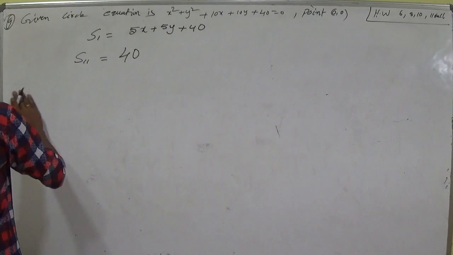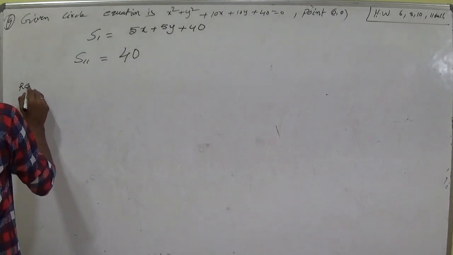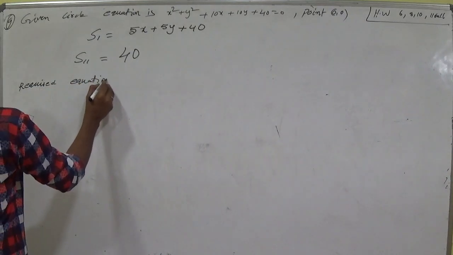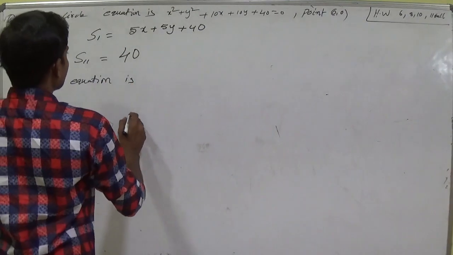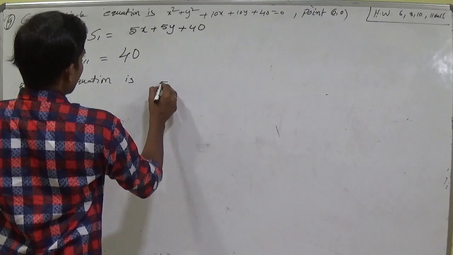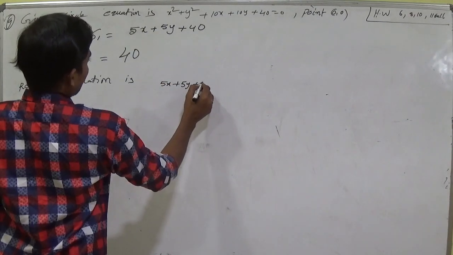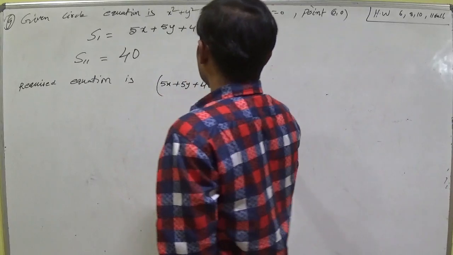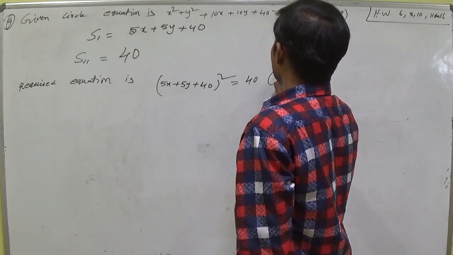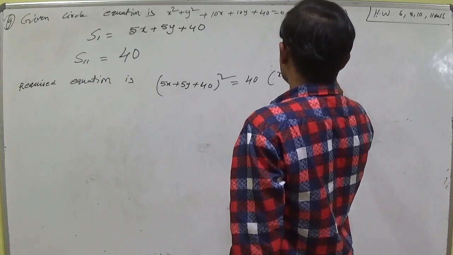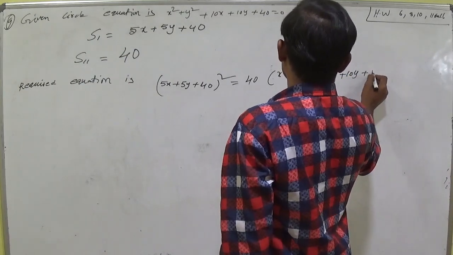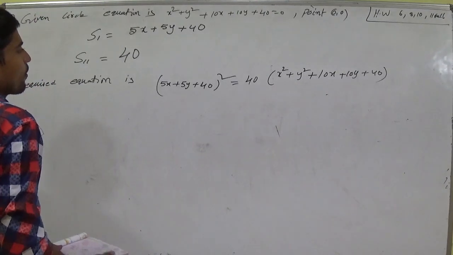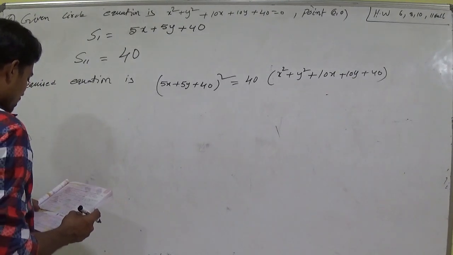Now the required equation of the circle is (5x plus 5y plus 40) whole square equal to 40 into (x square plus y square plus 10x plus 10y plus 40), right? So here, simplification.